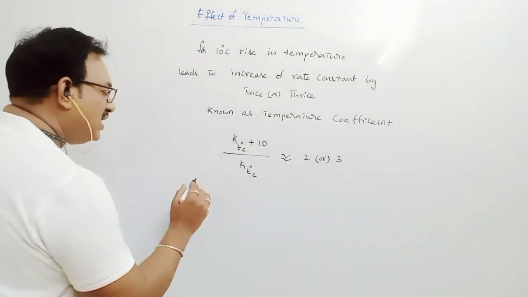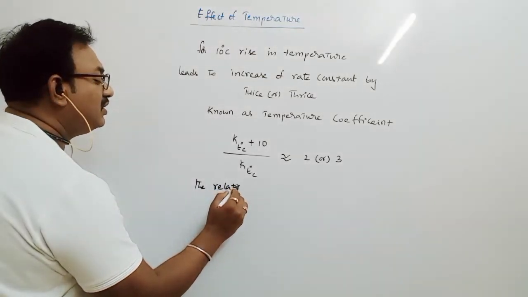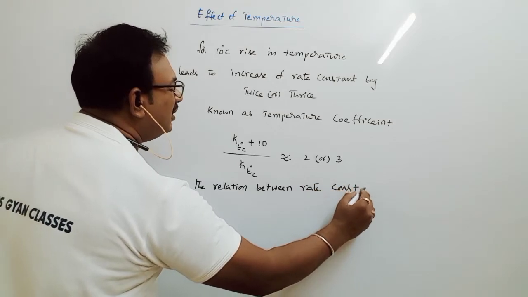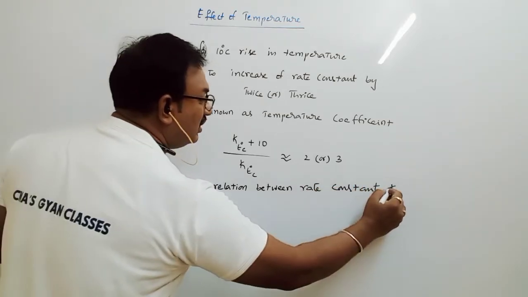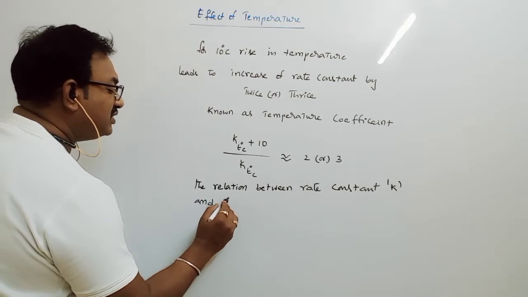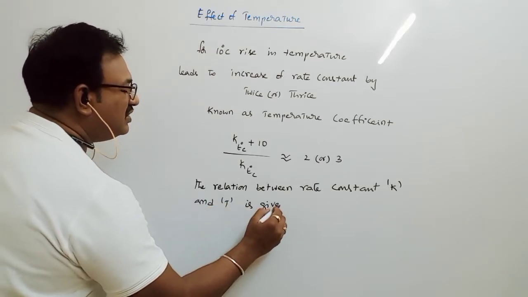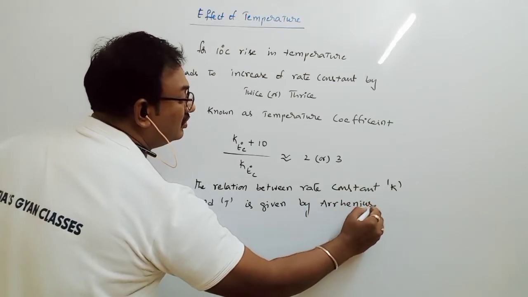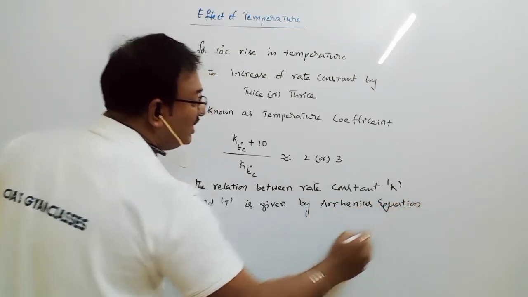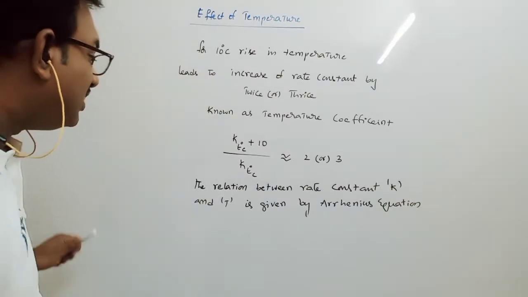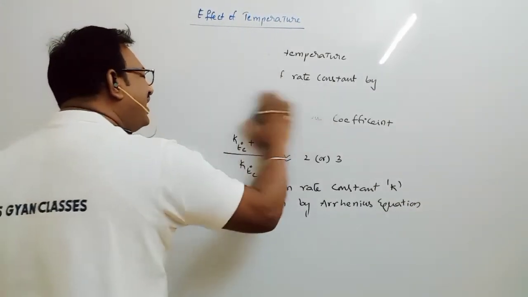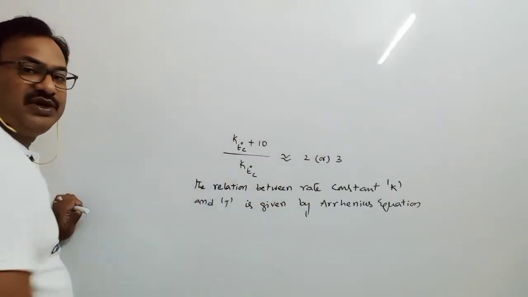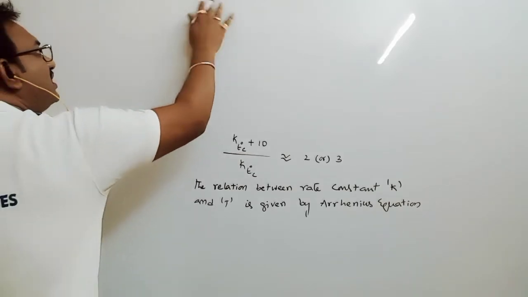And one more thing. The relation between rate constant K and temperature is given by the Arrhenius equation. The relation between rate constant K and temperature is explained on the basis of the Arrhenius equation. So let me go through that Arrhenius equation once. Can you remember that Arrhenius equation?